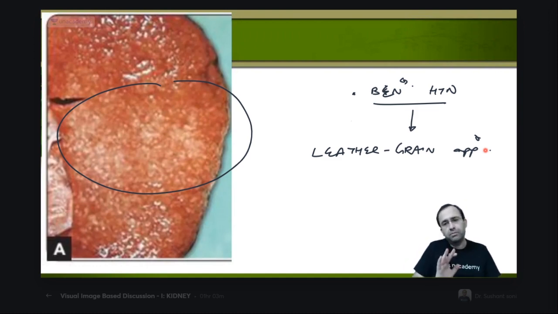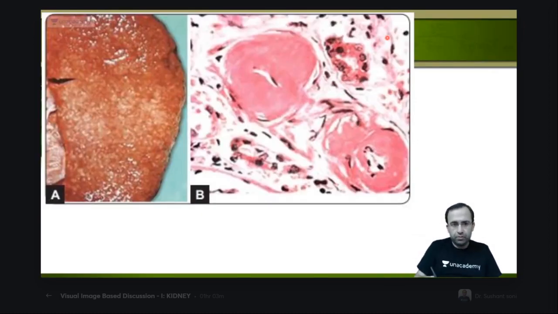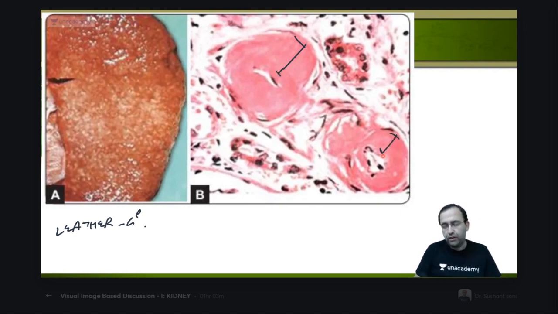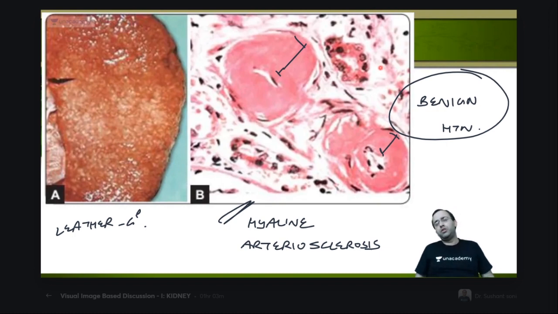Microscopically, let us have a look at the microscopy of benign hypertension also. This was the gross leather grain appearance, versus microscopy, which shows thickening of the vessel wall with hyaline material. That is hyaline arteriosclerosis, which is again a feature of benign hypertension.